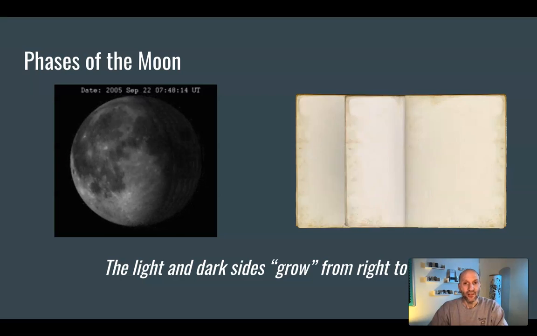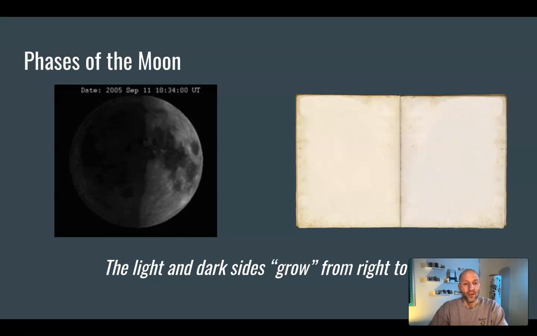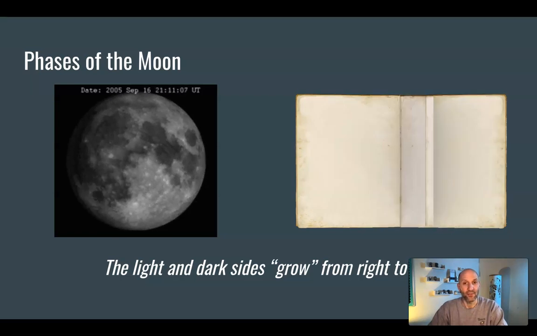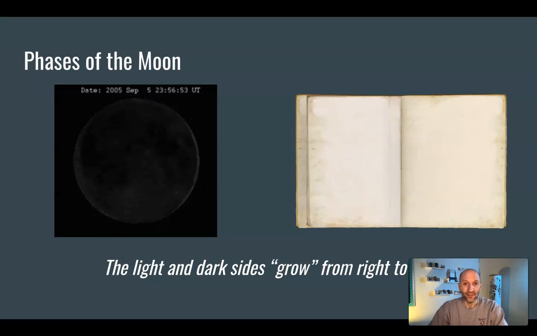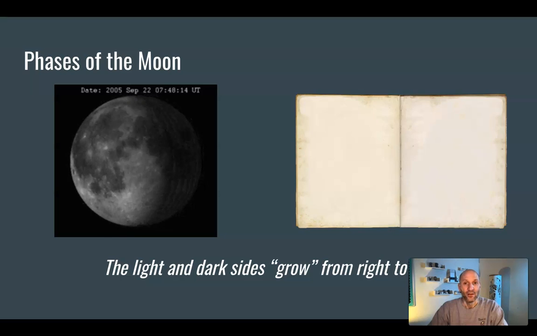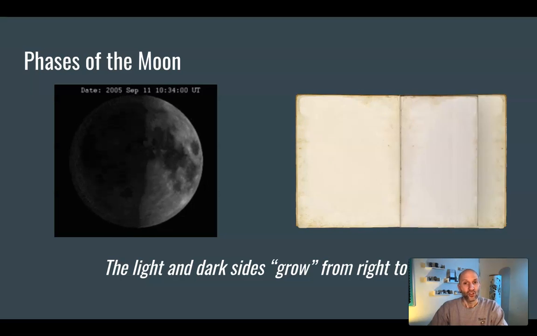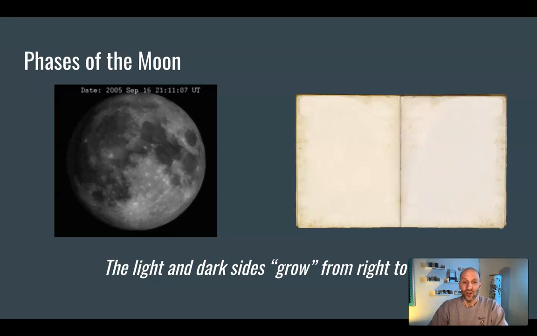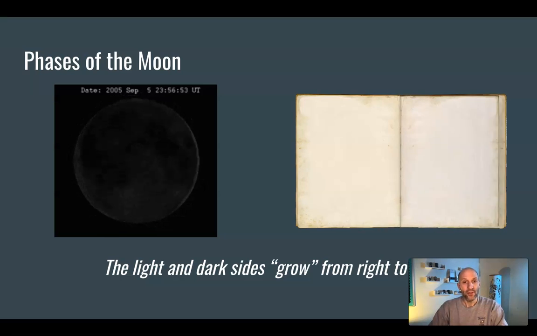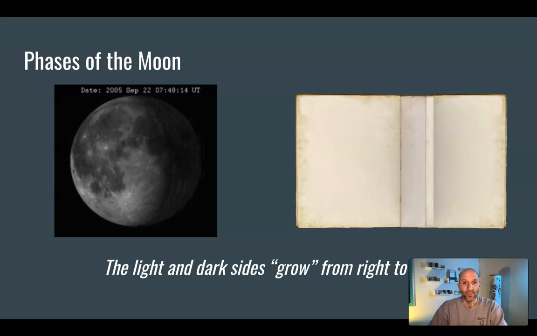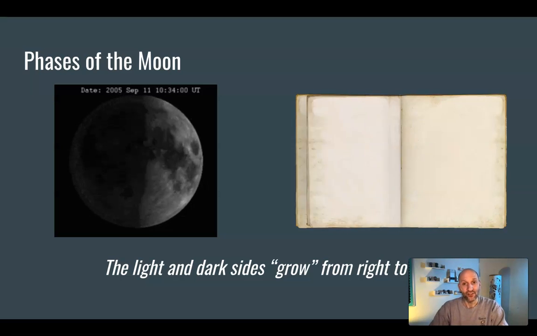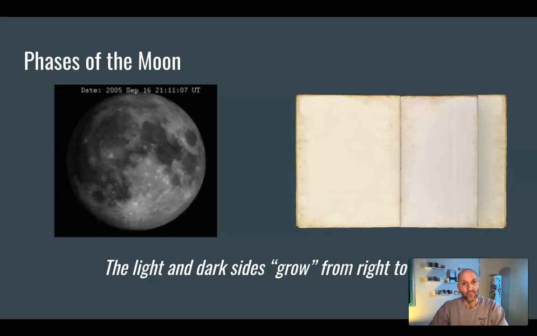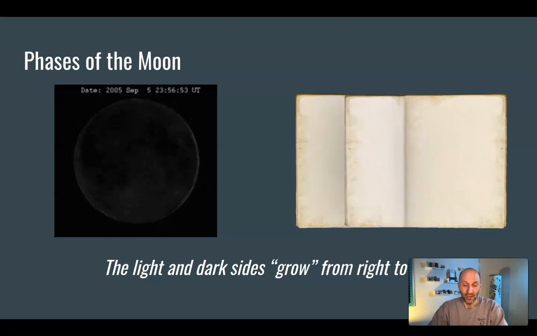On the left, you can see the moon going through the phases. You'll notice that the lit up side appears to get brighter, and then the shadow side appears to get bigger as well. This pattern repeats itself every 27.3 days, where the lit side appears to get bigger, and then the shadow side appears to get bigger. It's important to note that the light side and the dark side on the moon grow from the right towards the left. The best way I remember is to think about flipping the pages of a book. Imagine you're flipping the pages and the light side is getting bigger, and then you flip the pages so that the dark side gets bigger.